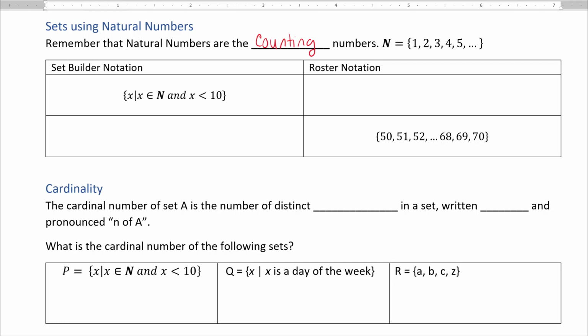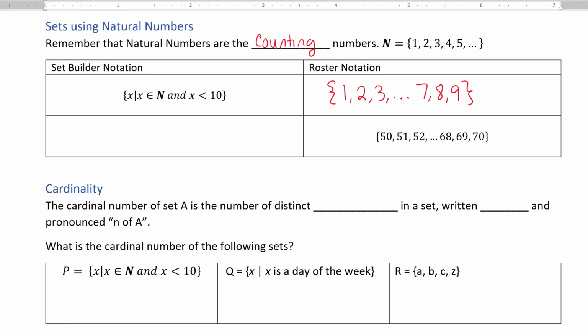So if I have the set of all x such that x is a natural number and less than 10. So in roster notation, I'm talking about the counting numbers that are less than 10. So the counting number starts at 1, 2, 3, ... 7, 8, 9. Do I get to include 10? Well, no, it has to be less than 10, so I have to stop at 9. So this would be the roster notation for our first set here.